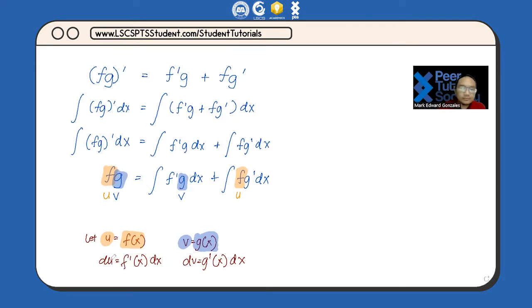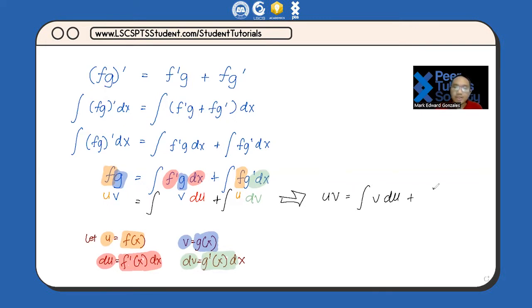Here, du is the derivative of f of x, which happens to be this one. And now we see du. And finally, dv is the derivative of g of x. And we see it over here. This one is dv. And then we just copy the remaining stuff on the board. Okay, so rewriting things just to be a little bit clearer, we have uv is equal to the integral of v du plus the integral of u dv. Sounds like a tongue twister.